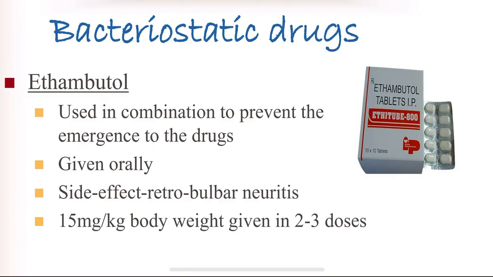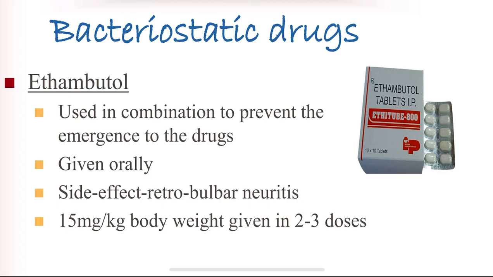It is usually given orally. The major side effects include retrobulbar neuritis. This however does not occur at the usual dosages. It does not occur usually; only when it is taken in higher doses does it result in retrobulbar neuritis. The dose used here is 15 mg per kg body weight.